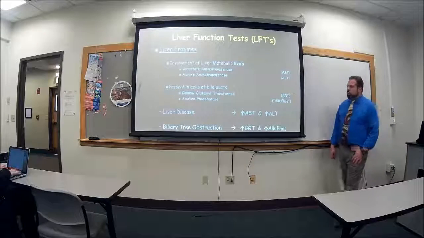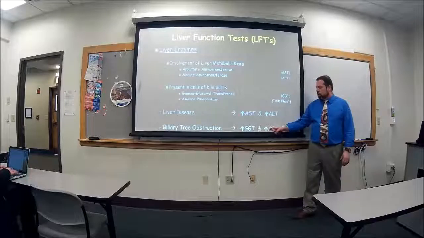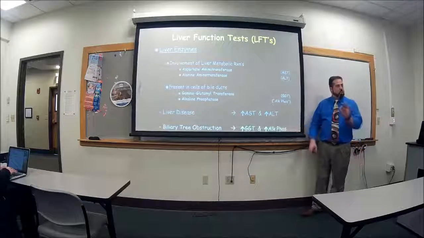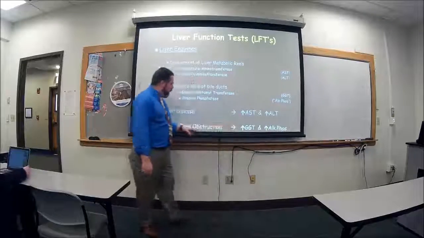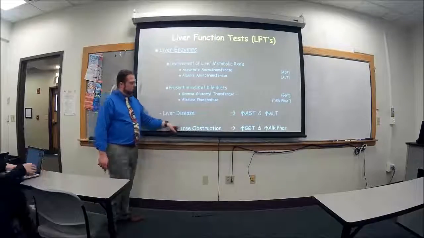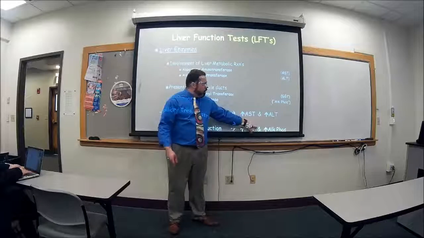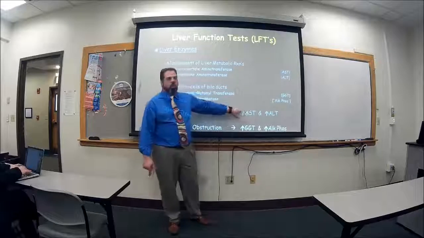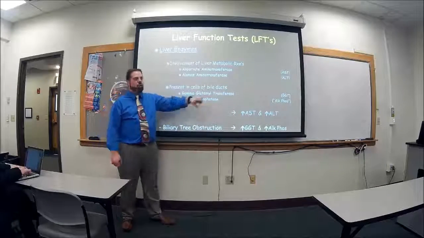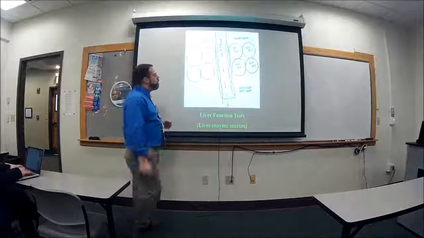And then if there's something wrong with an obstruction in the biliary tree, then you're going to see GGT and ALPHOS go up. Now, do keep in mind that if there's a blockage of the biliary tree, these will definitely go up. But if it's chronic, then these will go up too, because gallbladder disease can lead to liver disease, and vice versa. Okay? So just so you can visualize what's going on, this picture might make more sense.